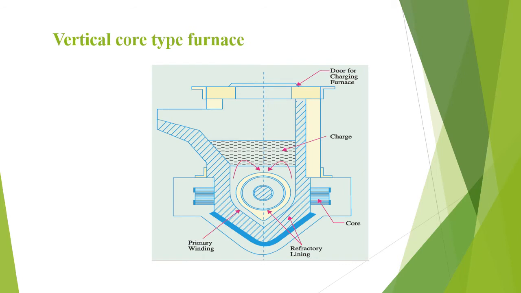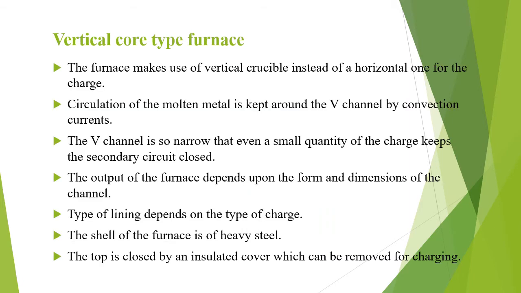Next type of induction furnace is the vertical core type induction furnace. This is also called the Ajax-Watt furnace. The figure shows the vertical core type furnace. The vertical core type furnace overcomes the drawbacks of the core type furnace. This furnace makes use of a vertical crucible instead of a horizontal crucible for the charge. The circulation of the molten metal is kept around the V channel by the convection currents. This V channel is narrow such that a small quantity of charge keeps the secondary circuit closed.